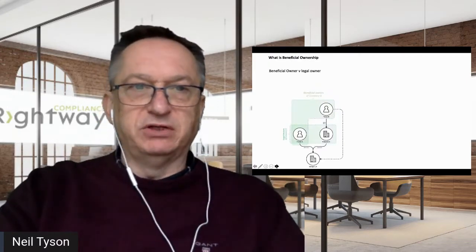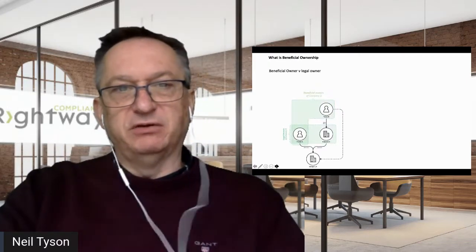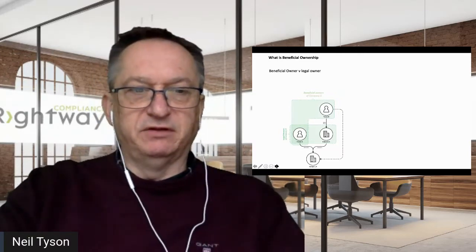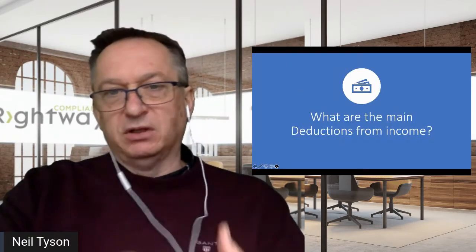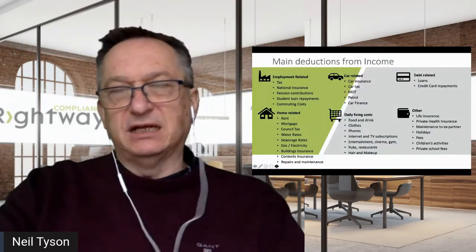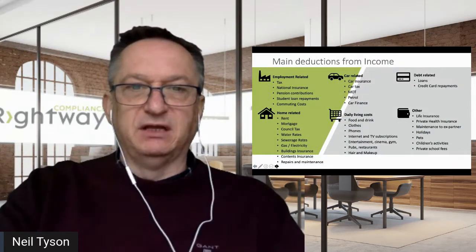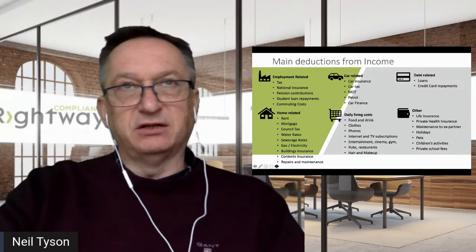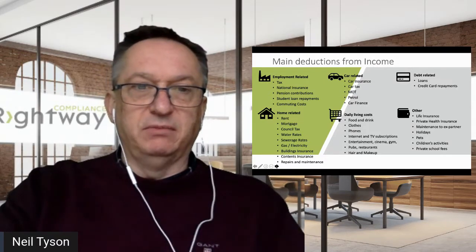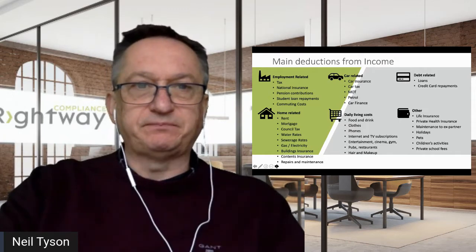Company directors, we'll look at the main different forms of income that a company director can take from their limited company. We'll look at trust funds, we'll look at other complex investments, and we'll explore beneficial ownership and how to identify beneficial owners as opposed to legal owners of different corporate structures. We'll look at the main deductions from income and what that can tell us from an affordability perspective, as well as maybe some of the clues that could link through from a money laundering perspective.